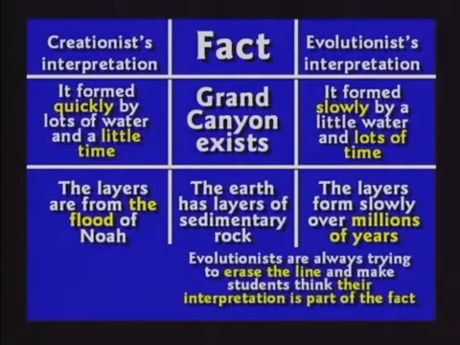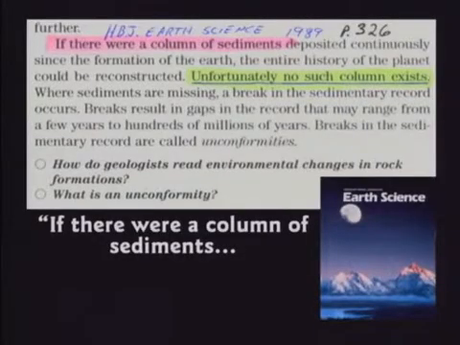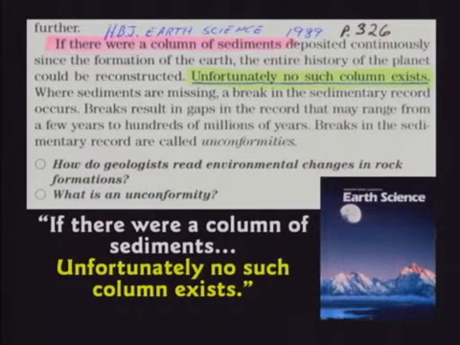But the guys, again, who believe in evolution are always trying to erase the line and make you think their interpretation is part of the fact column. The geologic column is actually the Bible for the evolutionist. It can only be found one place on planet Earth. The only place you will ever find the geologic column is in the textbooks. There is no geologic column. This guy admits it. He said if there were a column of sediments, unfortunately no such column exists.